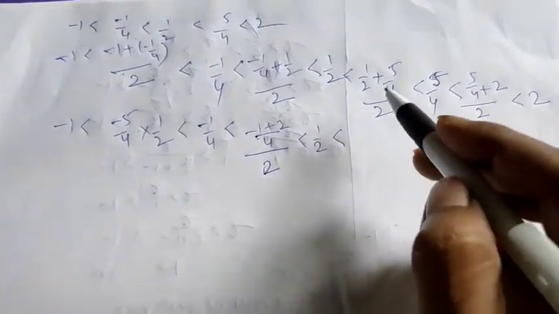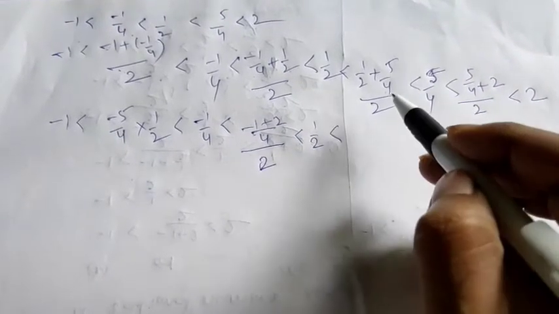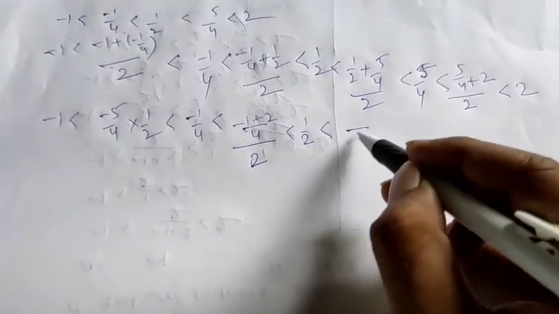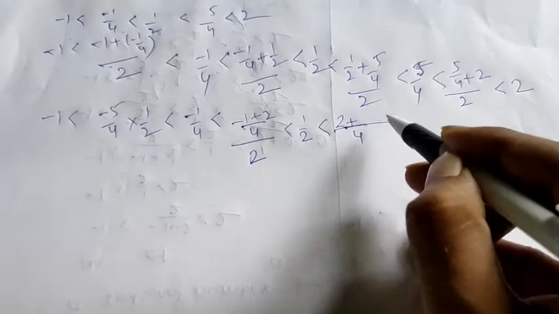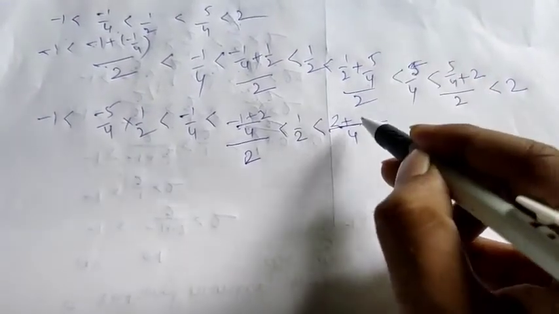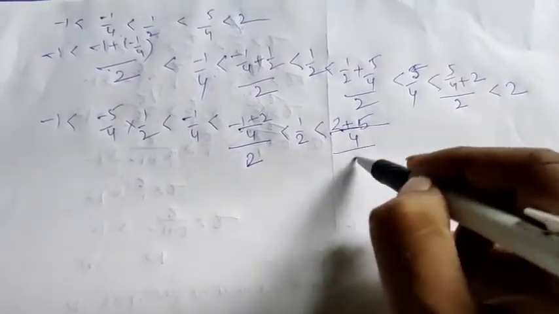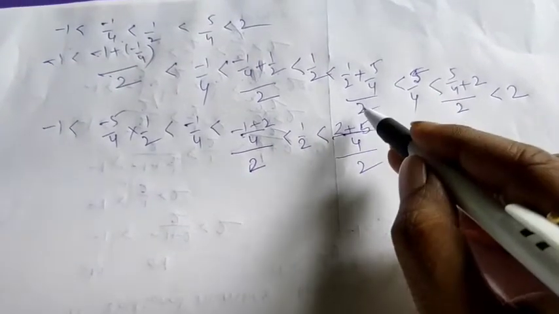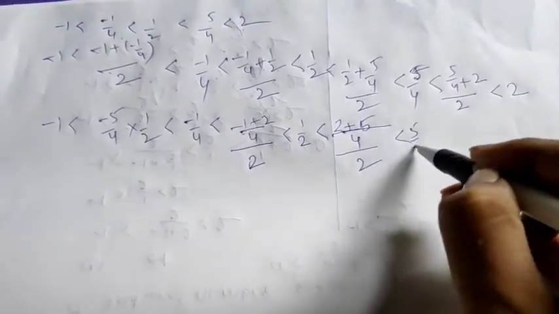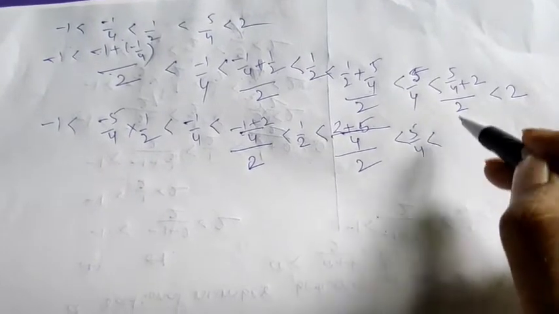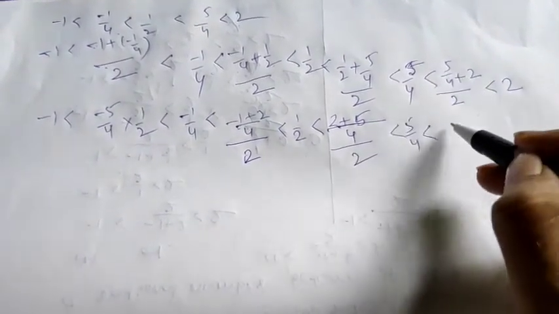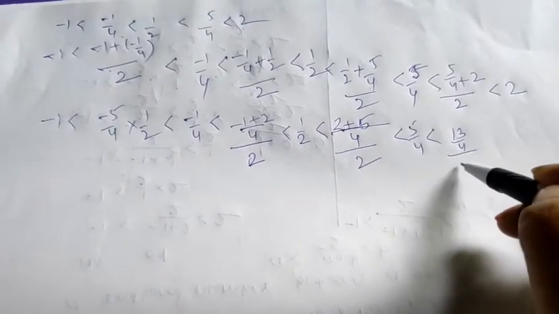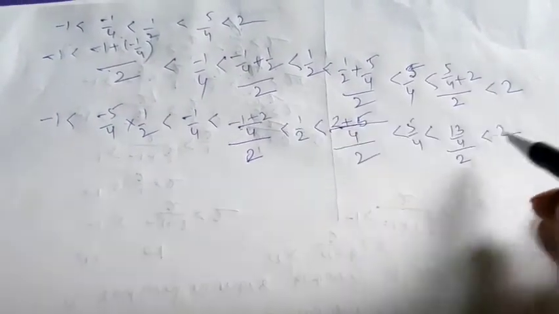Okay, again same here also, 1 by 2 plus 5 by 4. LCM is 4. Okay, clear? 2 divides 4 2 times, so 1 into 2, 2, plus, 4 divides 4 one time, so 5 into 1, 5 whole by 2. These two are less than 5 by 4, again less than. The LCM of 5 by 4 plus 2 is 4 2s are 8 plus 5, 13 by 4, is it, whole by 2, less than 2.